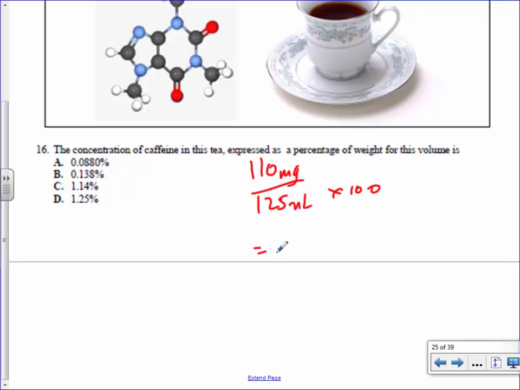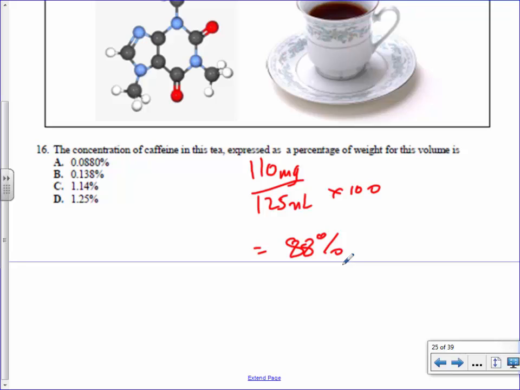The only problem is when you do this particular example, 110 divided by 125 times 100, you get 88%, which is not one of the 4 answers. Think about that for a second. 88% concentrated? Doesn't that seem a tad excessive?